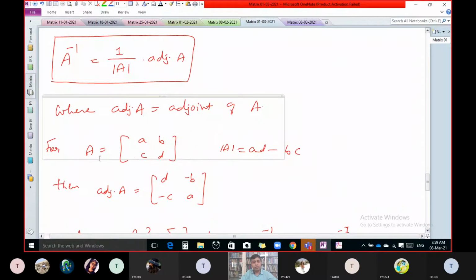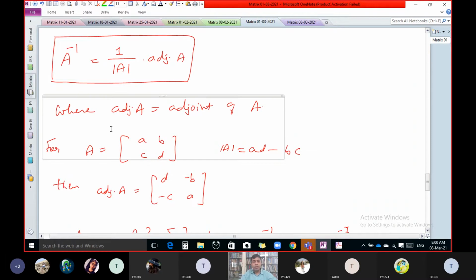adjoint of A is very simple to calculate. See, if we have a 2 by 2 matrix having elements A, B, C, D, then for the adjoint of matrix A, we have to interchange the diagonal elements. So in place of A and D, we have to write D and A. And we have to change the sign of the remaining elements. So we get adjoint of A.